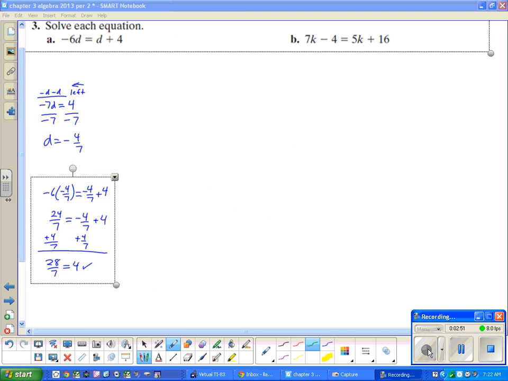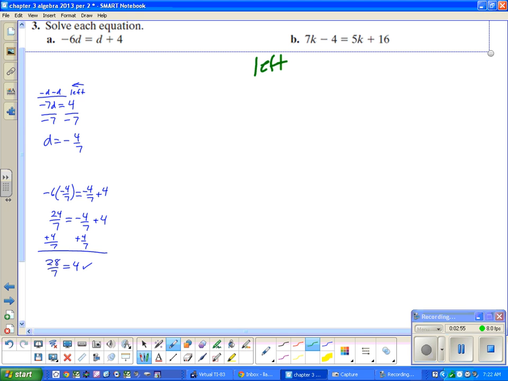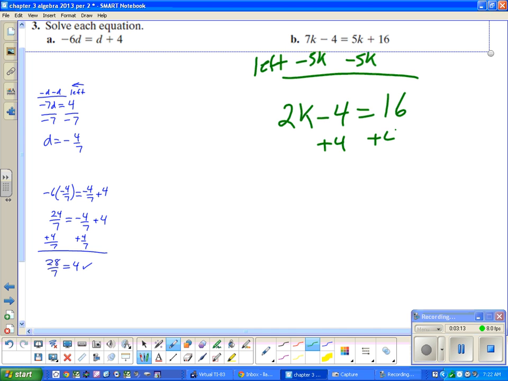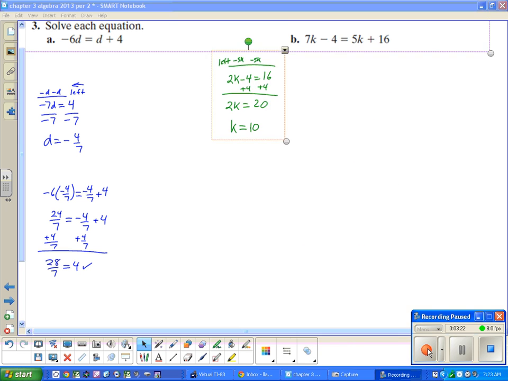Okay, moving along to the other side here, we're going to pick a side. I'm going to pick the left side for my variable to be on, so I'm going to subtract 5k from both sides. And if I do 7k minus 5k, I'm going to get 2k minus 4 equals 16. We're going to solve this as a two-step now. Add 4 to both sides. And we get 2k equals 20. And you could just say k equals 10 at this point.